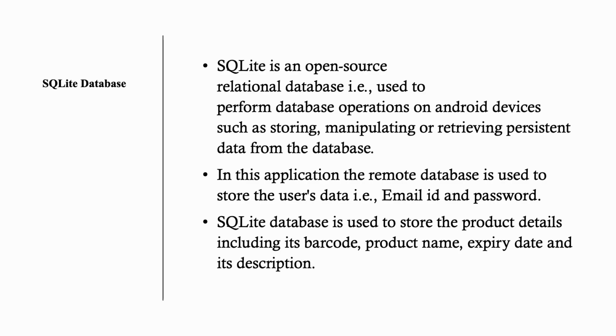And coming to the SQLite database, SQLite is an open source relational database that is used to perform database operations on Android devices, such as storing, manipulating, or retrieving persistent data from the database. In this application, the remote database is used to store the user's data, that is email ID and password. SQLite database is used to store the product details, including its barcode, name, expiry date, and the price, all other things. It's all about product information we can store in the database.